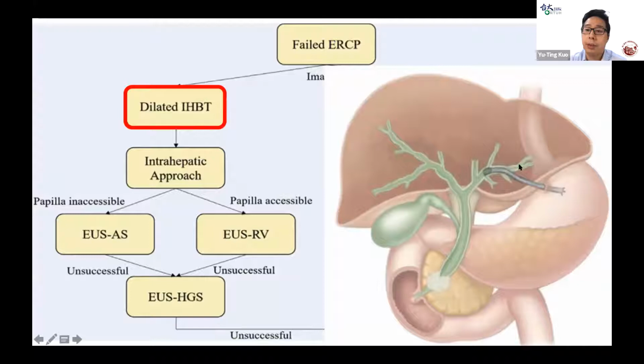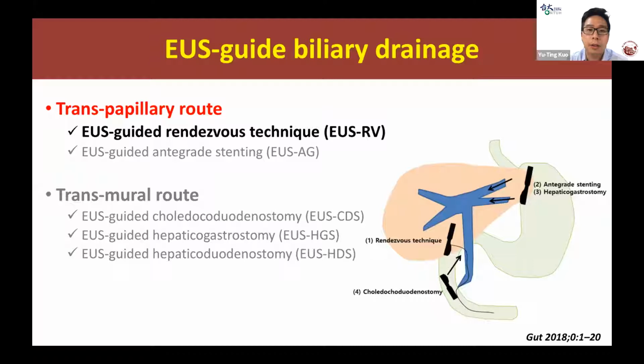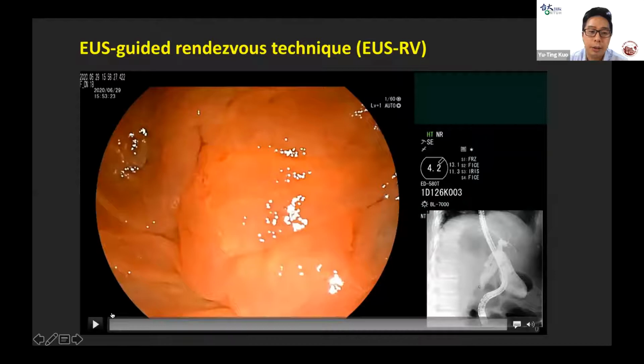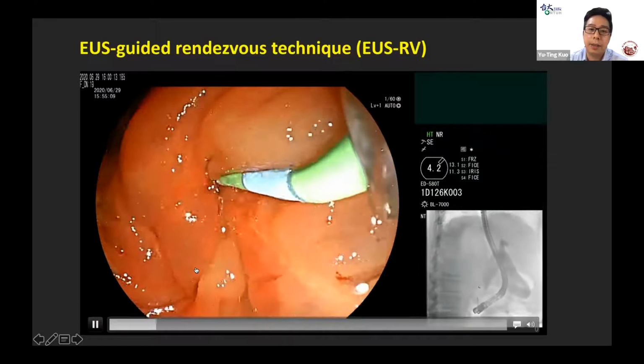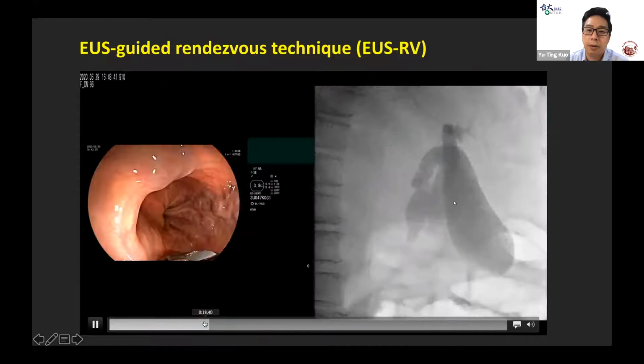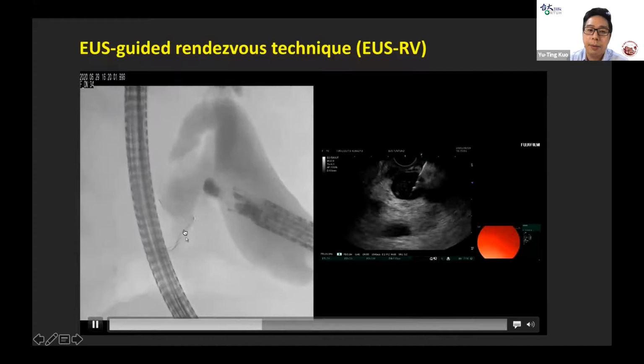If you want to perform EUS-BD and the HD is very dilated, you can consider using the HGS. But if the HD is not so dilated, and only the CBD or CHD is dilated, you can consider performing an EUS-CDS, or of course antegrade or rendezvous will be the choice. So what is the EUS-guided rendezvous technique? I will show you one video. This is a very swirling papilla, and we cannot achieve cannulation. So we exchange to the EUS scope, inject the contrast, and pass the guidewire to manipulate the guidewire into the papilla.